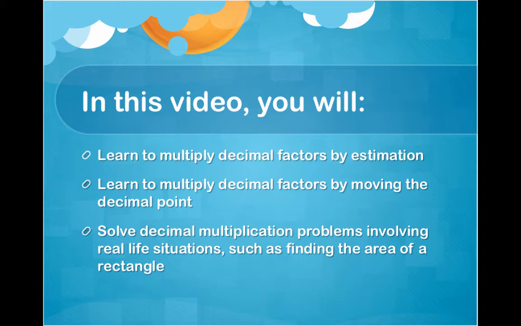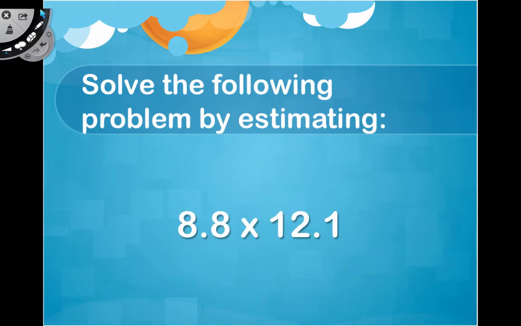Make sure you have your paper and pencil out because you're going to be copying down some problems that we'll be working on. First, we're going to solve the following problem by estimating. We're going to round these numbers to the nearest whole number. The problem is 8 8/10 multiplied by 12 1/10. We're going to write the 12 1/10 first, multiplied by the 8 8/10. We're going to save that problem because we're going to estimate it to the nearest whole number.